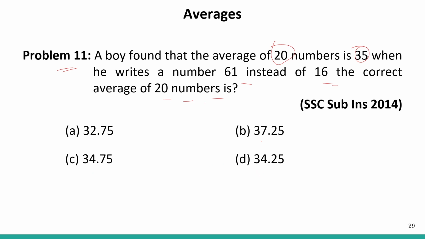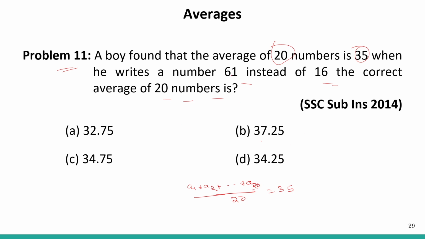He found out that the average of 20 numbers. Let those numbers be A1 plus A2 plus dot dot dot plus A20, right? So their average, whole by 20, is equal to 35. So when he writes 61 instead of 16, the correct average is what? Let the 20th number be the number that was miswritten.